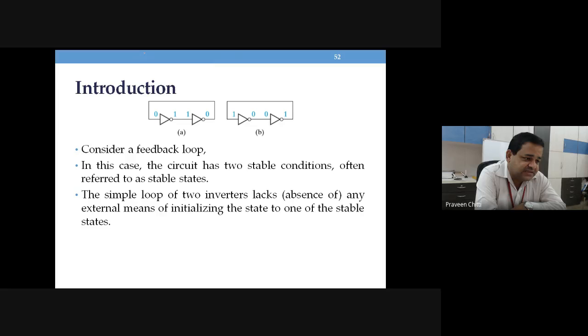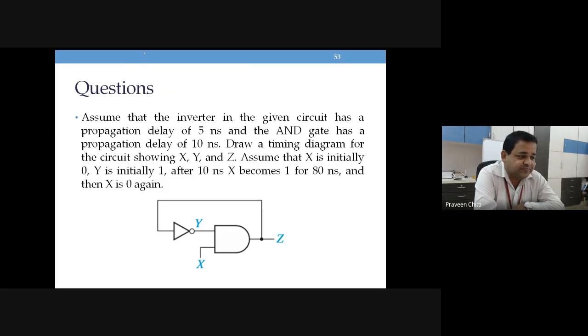Suppose we give input as 0 to the inverter, its output becomes 1, and if that 1 is given to another inverter, it becomes 0. Or we can have this feedback loop, a simple loop of two inverters, right? And you can get the feedback signal, and it can be used in the sequential logic circuit. So this is one example.